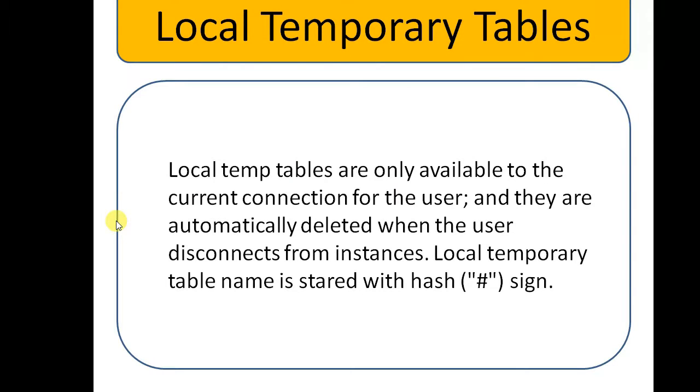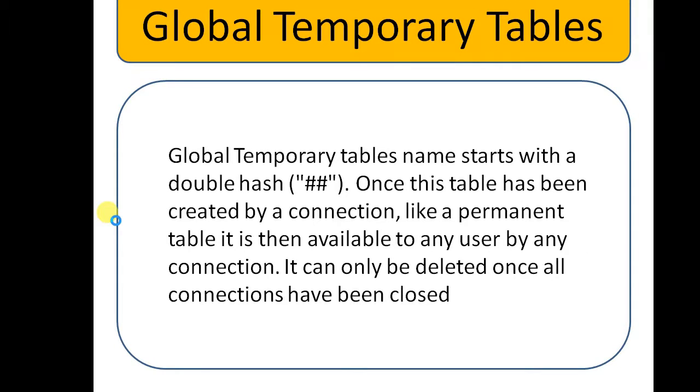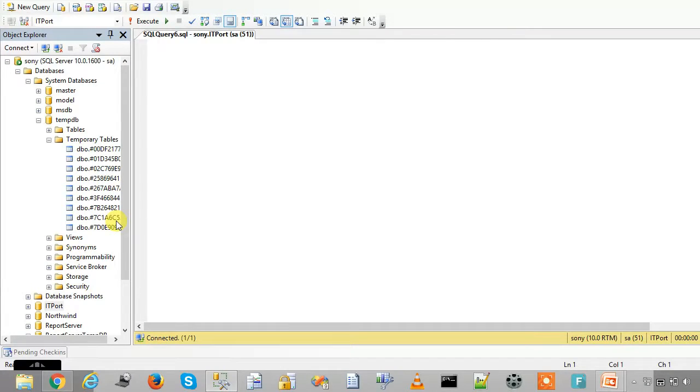Okay. Next we consider global temporary tables. Global temporary tables start with a double hash. Local temporary tables have a single hash. Here it is double. Once this table has been created by a connection, like a permanent table, it is then available to any user by any connection. It can only be deleted once all connections have been closed. When the creating connection is closed, it is removed. Now let us check with global temporary tables.